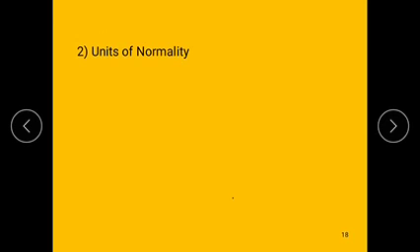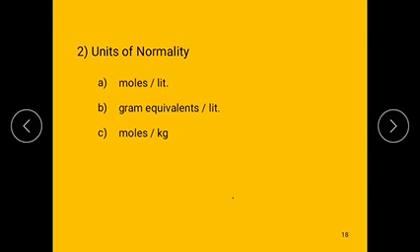The next question is: units for normality are A, moles per liter; B, gram equivalents per liter; C, moles per kg; D, gram equivalents per kg. The definition of normality is the number of equivalents of solute present in 1 liter of solution, that is, gram equivalents per liter. The right answer is B.